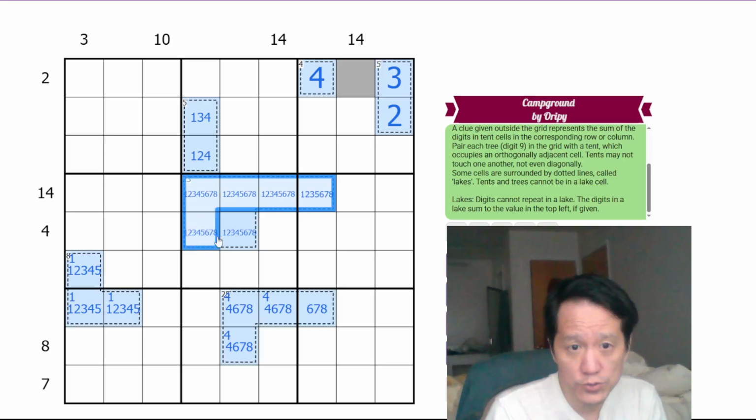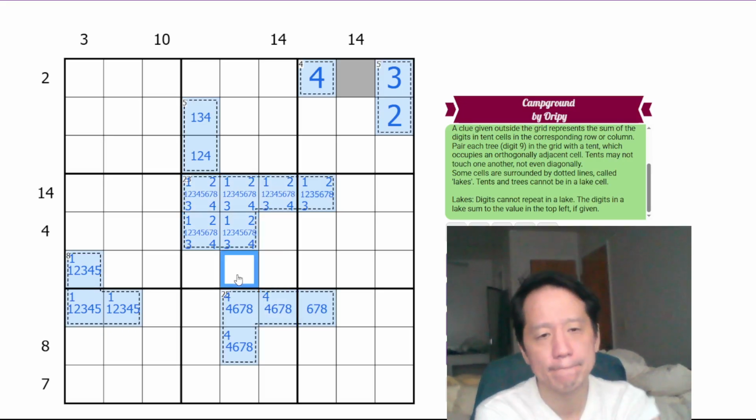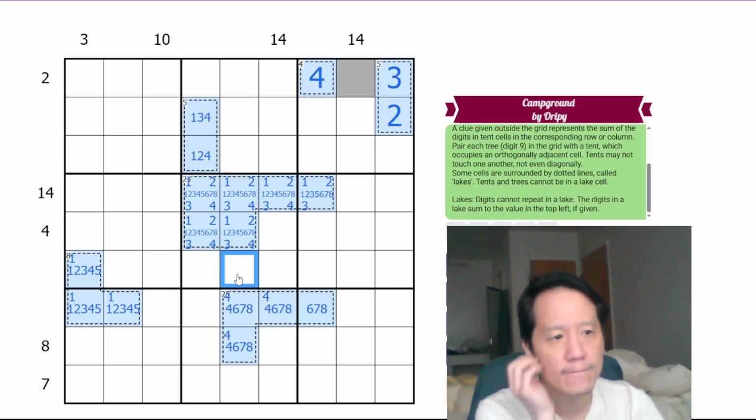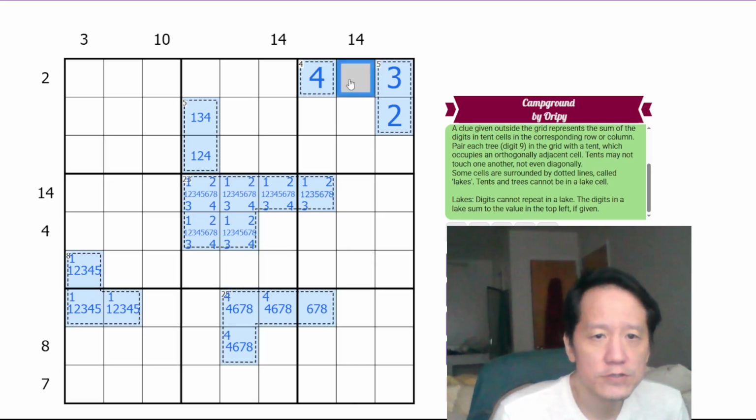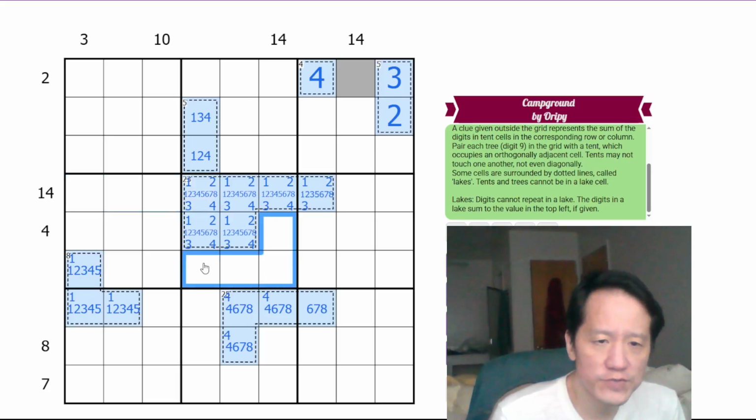But we know 1, 2, 3, 4 all have to be in these cells. So this can't be 4, obviously. So one of these digits is a 4. Okay, so this can't be a 2, therefore it cannot be a tent or tree. Trees we're gonna mark in green. The tree has to be one of these 4.